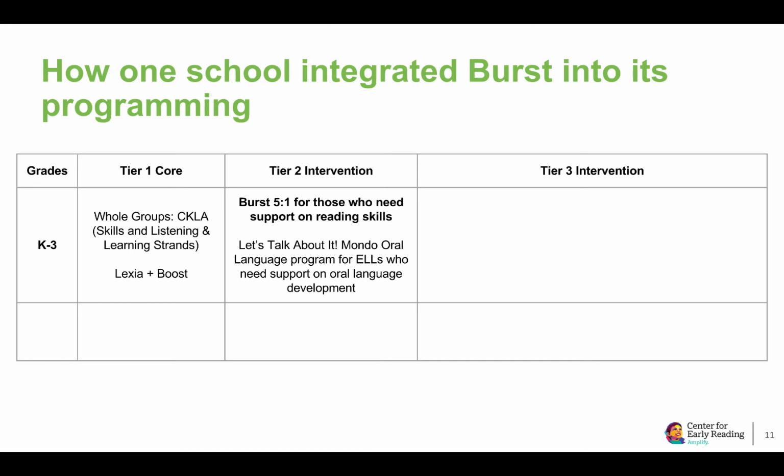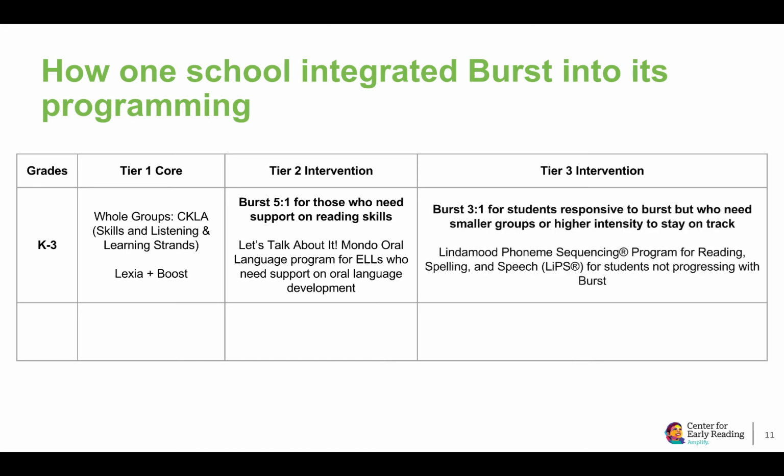Sometimes that is in addition to receiving Burst. So if their profile shows a need for Tier 2 intervention in reading and oral language development, they would be placed in both programs. Students not responsive to Tier 2 interventions are placed in a Tier 3 intervention.